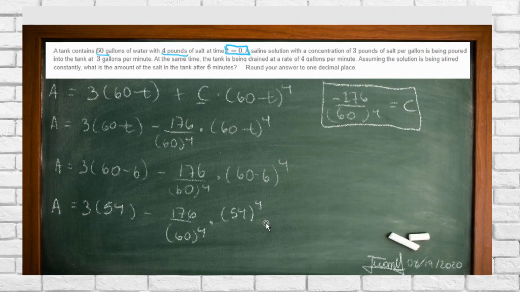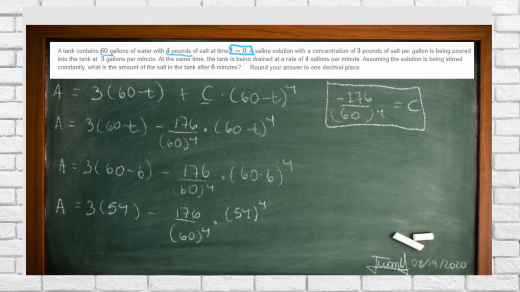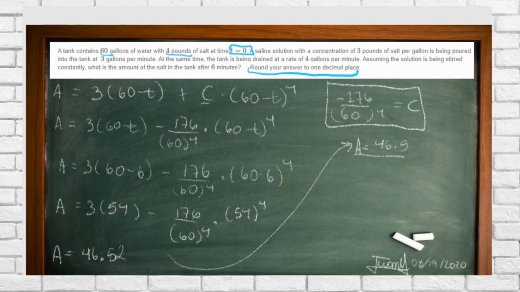So our answer would be 46.52. So A is going to be equal to 46.52. And if we read closely, we need to round the answer to one decimal place. So our final answer is going to be A equal to 46.5. Here it's not 0.4, it's 2. So here we go. This is our final answer.